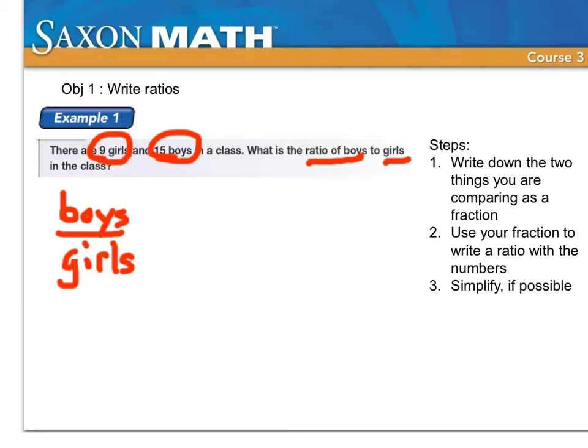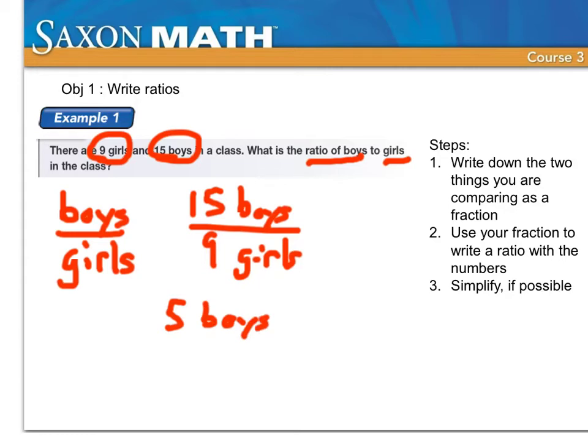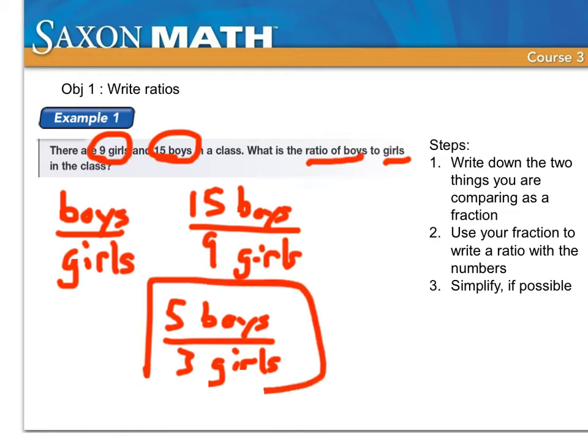Then we're going to use this fraction to write our ratio with the numbers we got. Well, we had 15 boys and 9 girls. And step 3 is to simplify if possible. Well, 3 goes into 15 and 9, so that means our ratio is 5 boys to 3 girls. So that means for every 5 boys in my class there are 3 girls. That's our ratio. Let's go on to another example.